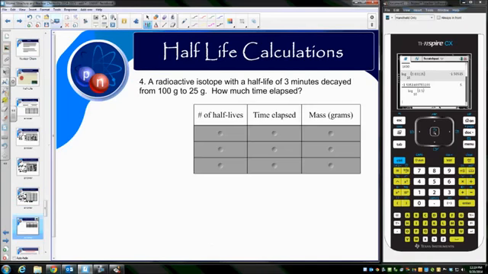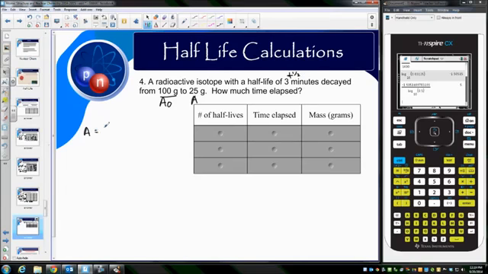Let's look at the final example where we're being asked a different question. A radioactive isotope with a half-life of 3 minutes decayed from 100 to 25 grams. This is our original mass. This is our final mass. Half-life, t1/2, is 3 minutes. We don't know how much time elapsed, so let's see.